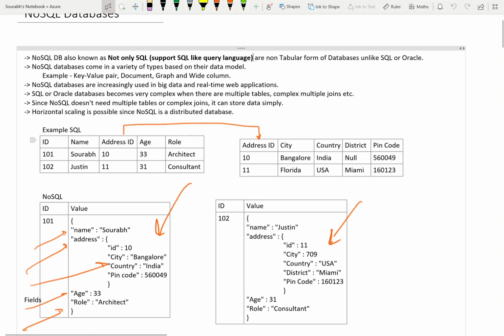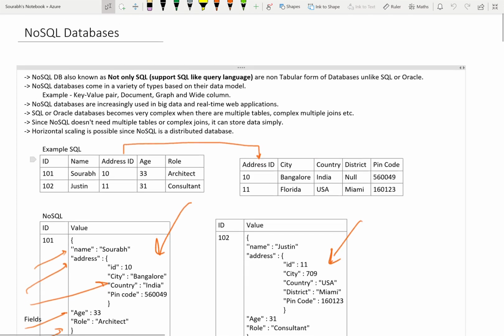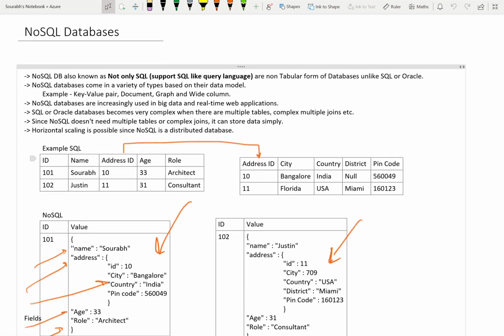NoSQL databases are also known as "not only SQL." There is a misconception that NoSQL might mean "not SQL" or that no SQL is involved, but it's actually called "not only SQL." That is, NoSQL databases do support SQL-like query languages, as well as in bigger systems and applications. NoSQL databases can set aside the SQL system and make it a single database unit that we talk about.